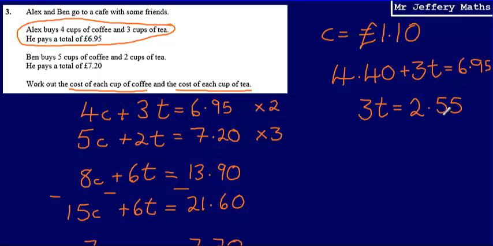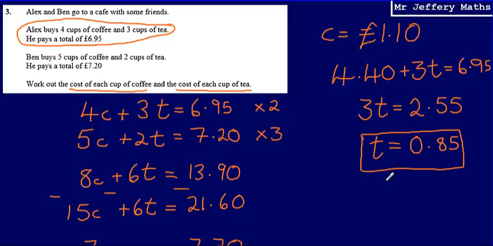So 3 cups of tea cost £2.55, which means that 1 cup of tea, dividing by 3, is going to give me 85p. So £2.55 divided by 3. My final answers here: a cup of coffee was £1.10, and a cup of tea was 85p.